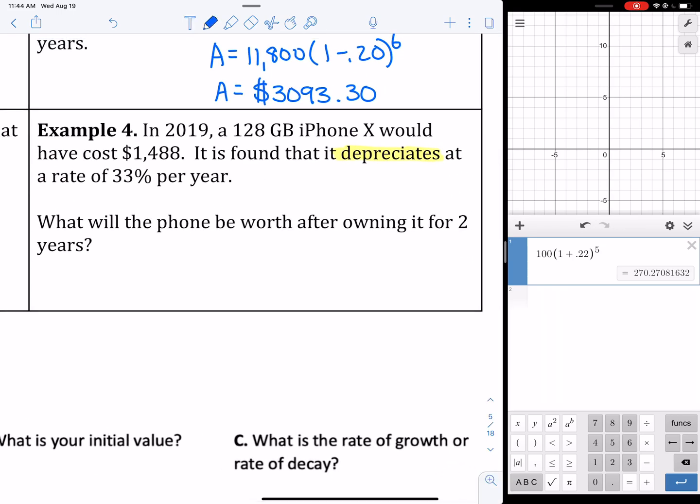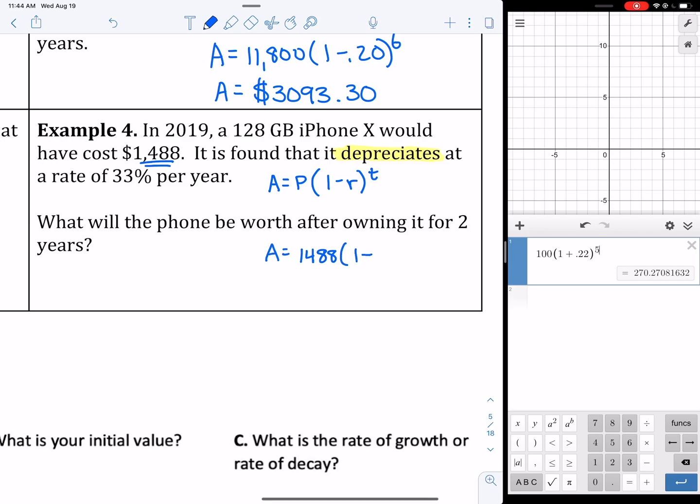Okay, back to business. So we had depreciate. So let's write down our formula for decay. So A equals P times 1 minus R to the T power is our formula. Our initial cost of our iPhone was $1,488.